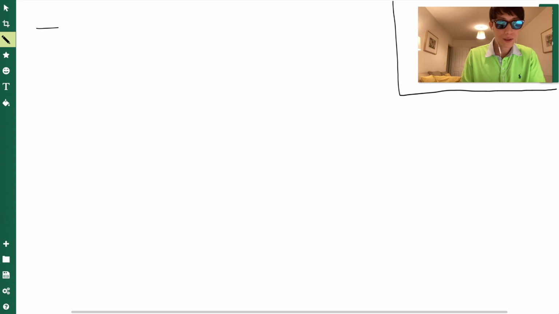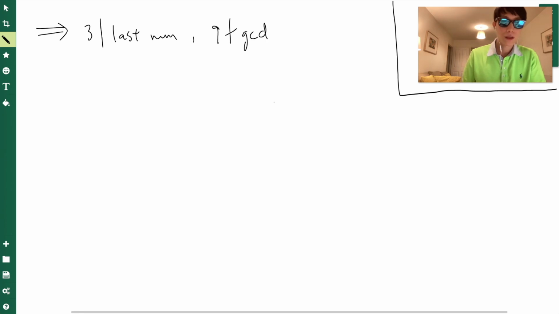That finally tells us that 3 divides the last number, but 9 does not divide any of our GCDs. And since the last number is a GCD that we got from one of our operations, it's going to look something like this. Last GCD is going to be equal to some p1 to the x1 times dot dot dot pm to the xm, and then we're going to have some 3 to the y.